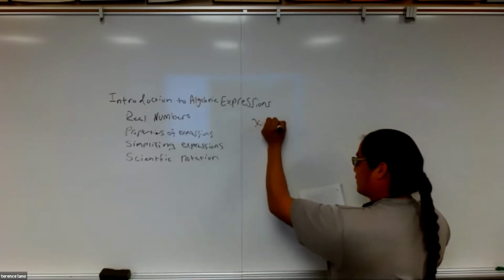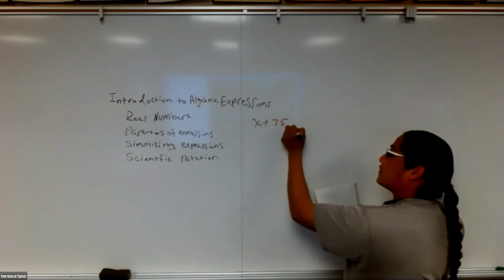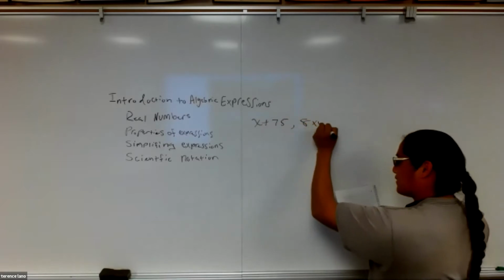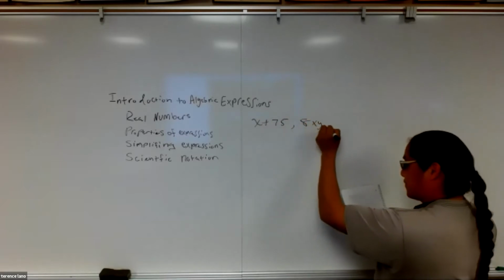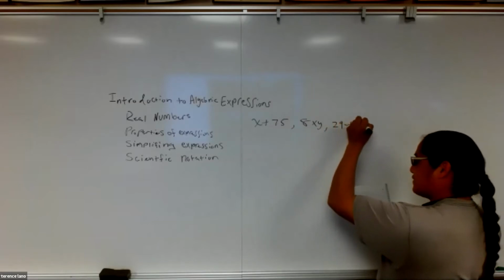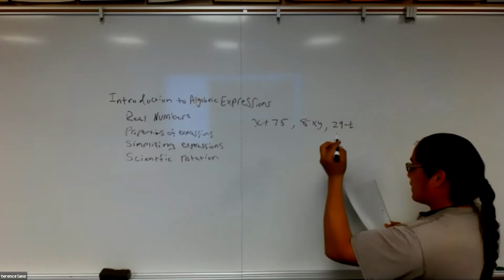We could have expressions like x plus 75, or 8xy, or 29 minus t, and a over b.